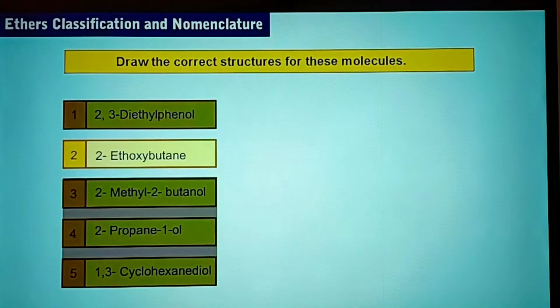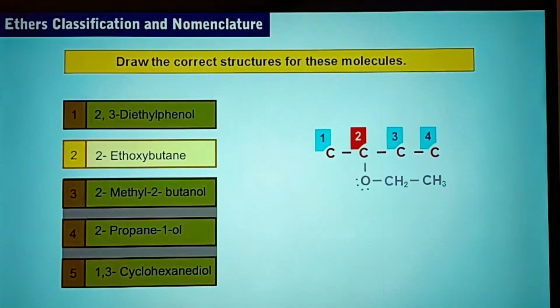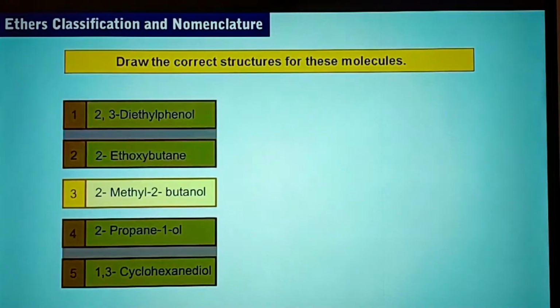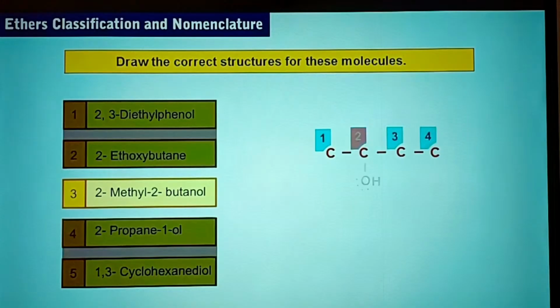Molecule 2 is 2-ethoxybutane. Start with the butane chain, which has 4 carbon atoms. At carbon 2, insert an ether linkage. Molecule 3 is 2-methyl-2-butanol. Start with the 4-carbon chain from butane. Place a hydroxyl group on carbon 2 and then put a methyl group on the same carbon.